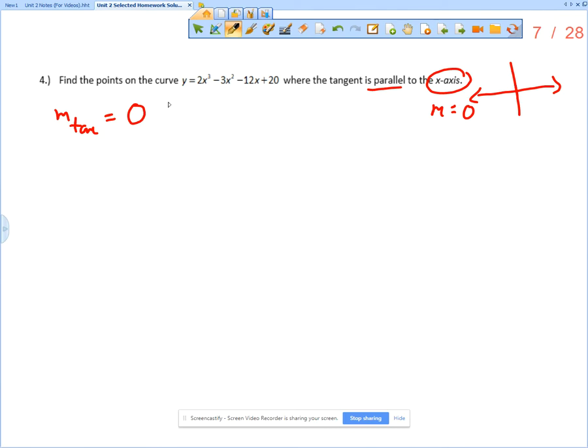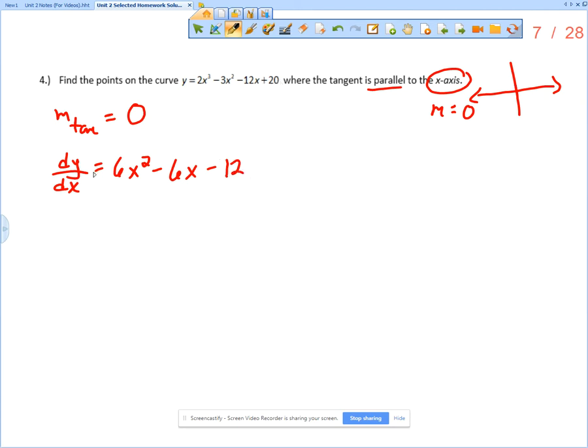All right, so what does that mean? Well, that means I want to know the points or the values of x on which this function has a tangent line with a slope of 0. So how do we do that? Well, we find the derivative first. So dy dx is equal to, well, what's the derivative? So 2x cubed, that would be 6x squared, minus the derivative of 3x squared is 6x to the first, minus the derivative of 12x is 12, plus the derivative of 20 is 0.